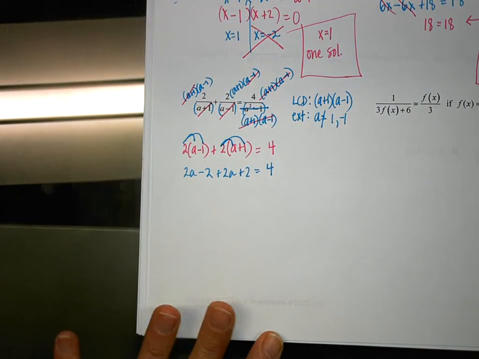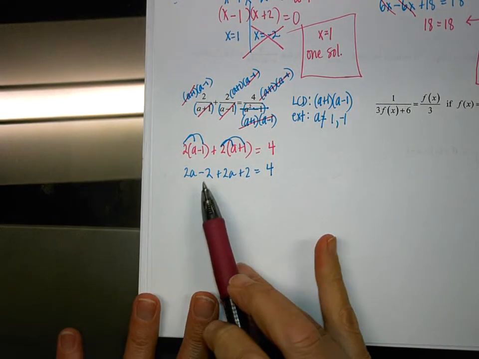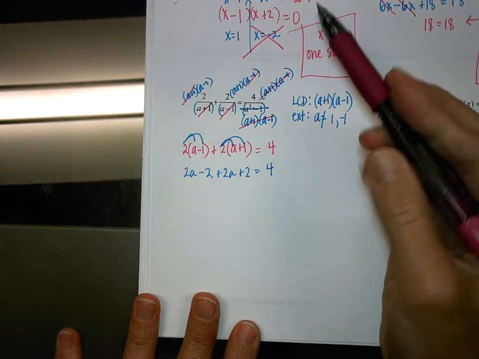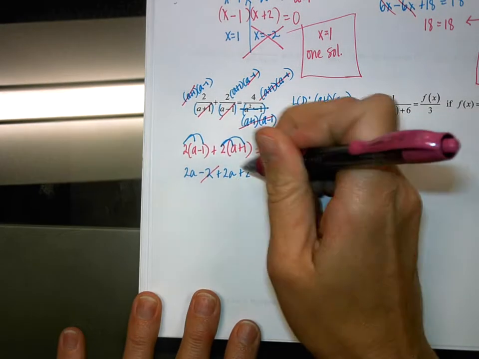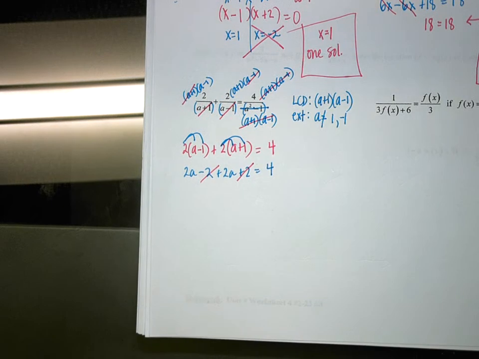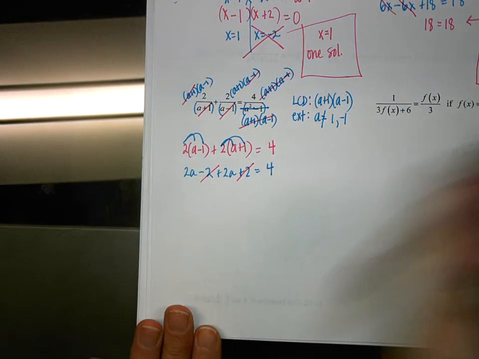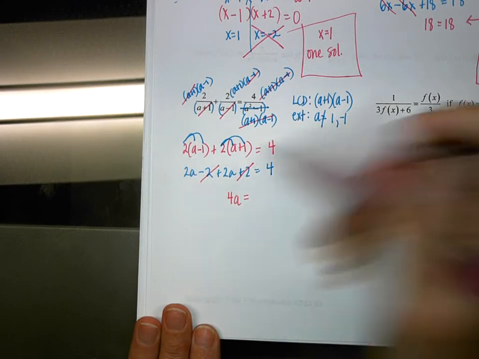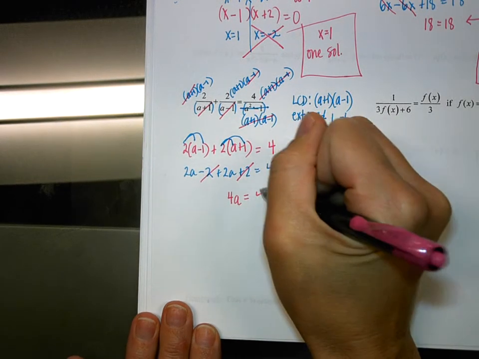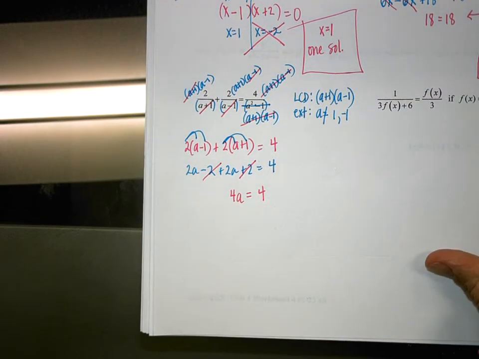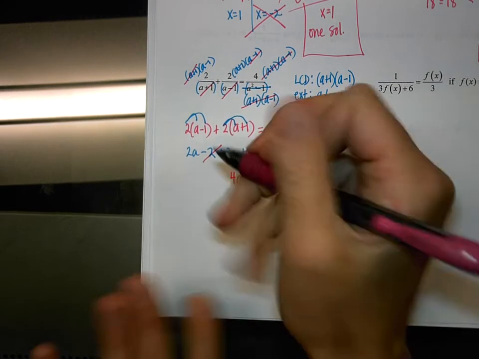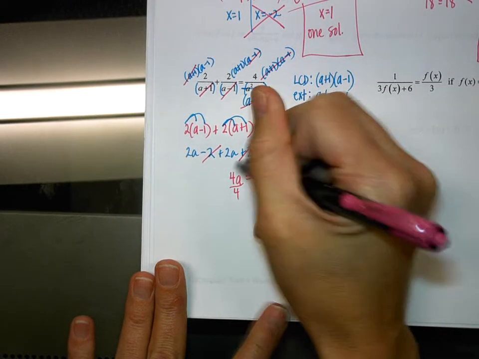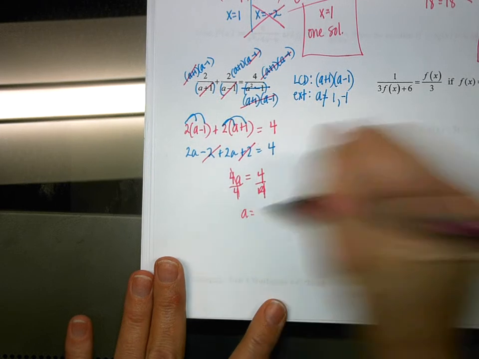Okay, so here I notice we have a negative 2 and a positive 2, which means they will cancel out. What is 2a plus 2a? Nope, just 4a, because they're like terms, we're adding, we're not multiplying. So just 4a equals 4. And then to solve for a, what would I do next? Divide by 4, very good. And, oops, that's supposed to be a 4. And we end up getting a equals, what's 4 divided by 4?